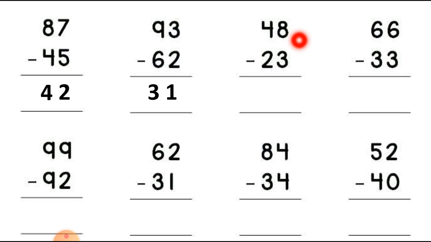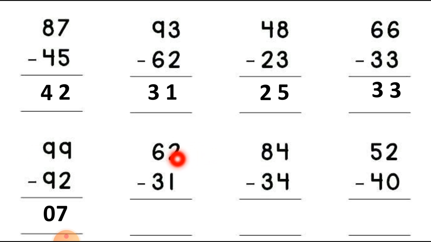Next sum. 8 minus 3 is equal to 5. Tens column. 4 minus 2 is equal to 2. Next sum. 6 minus 3 is equal to 3. Tens column. 6 minus 3 is equal to 3. Next sum. 9 minus 2 is equal to 7. Tens column. 9 minus 9 is equal to 0. So write down 0 this way.